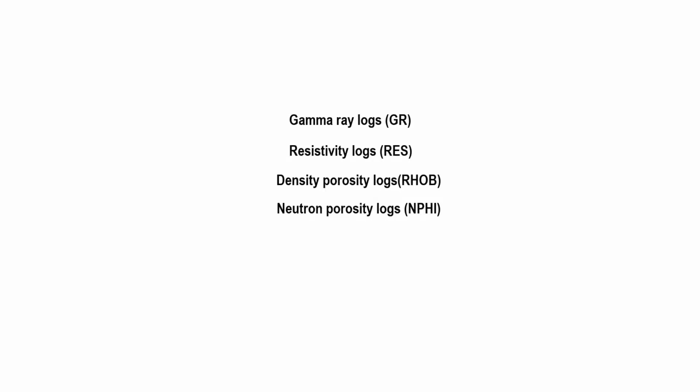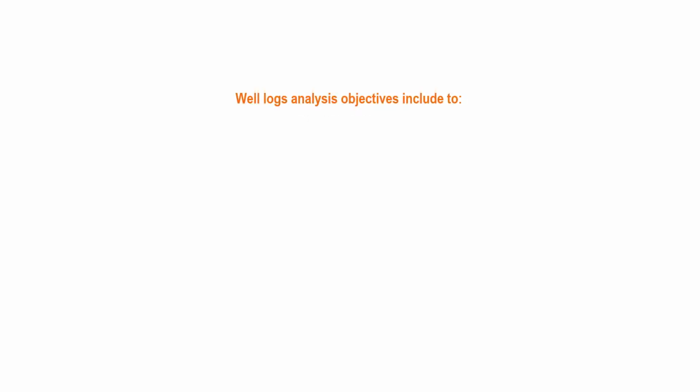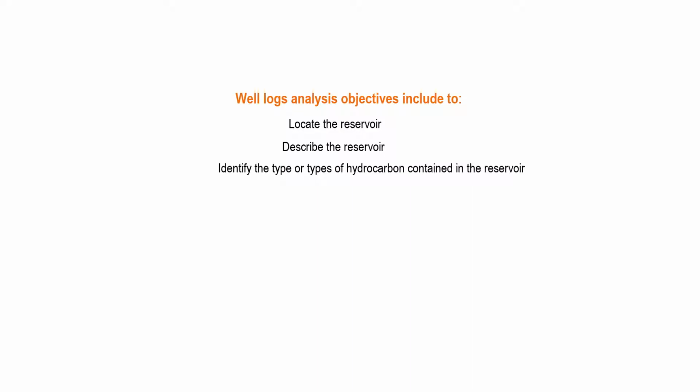But first, we need to understand the specific objectives of well log analysis. They include to locate where the reservoir is, to describe the reservoir, and then to identify the type or types of hydrocarbon contained in the reservoir. So with these objectives in mind, we know exactly what we are looking for, and this is key to achieving meaningful interpretation. So let's get started.